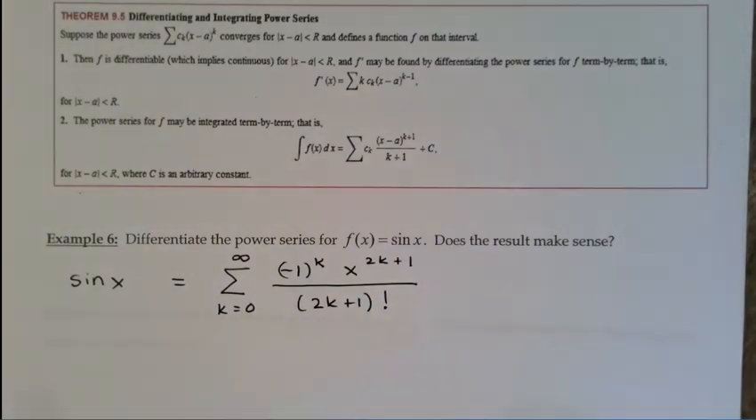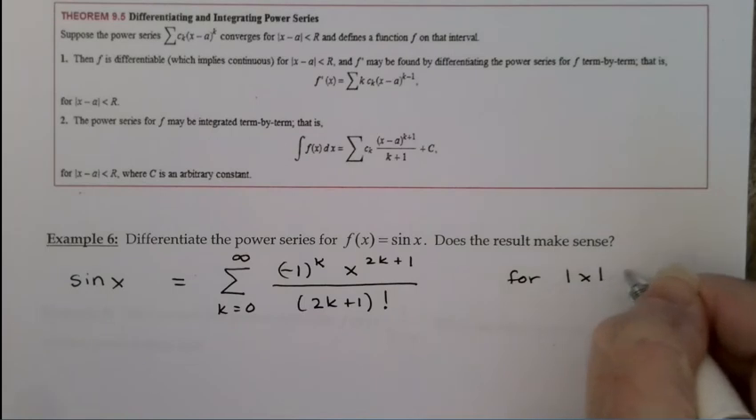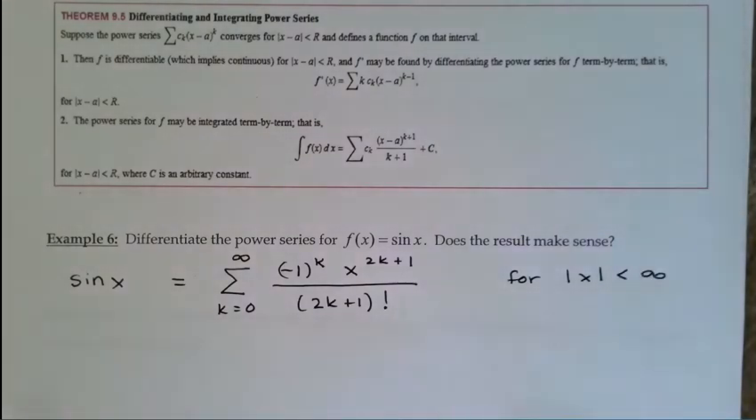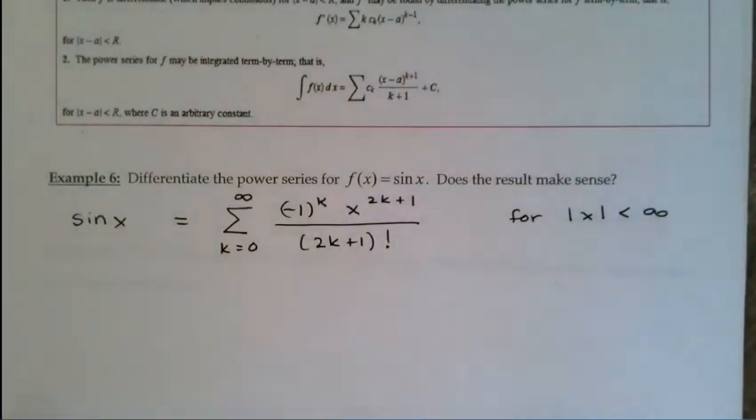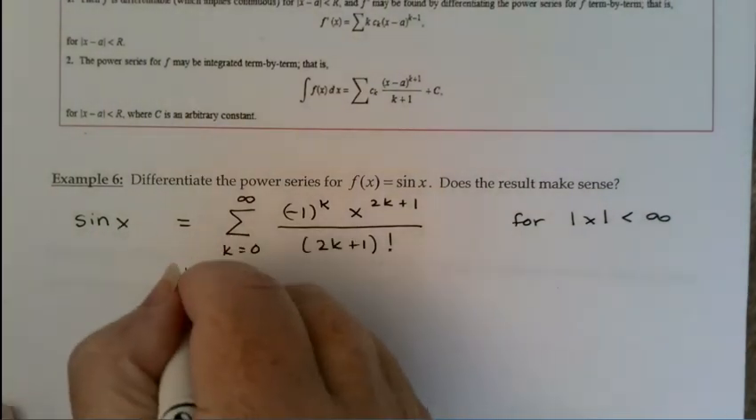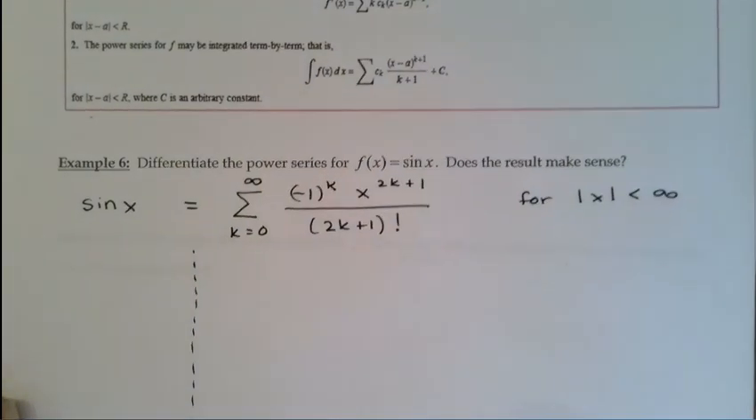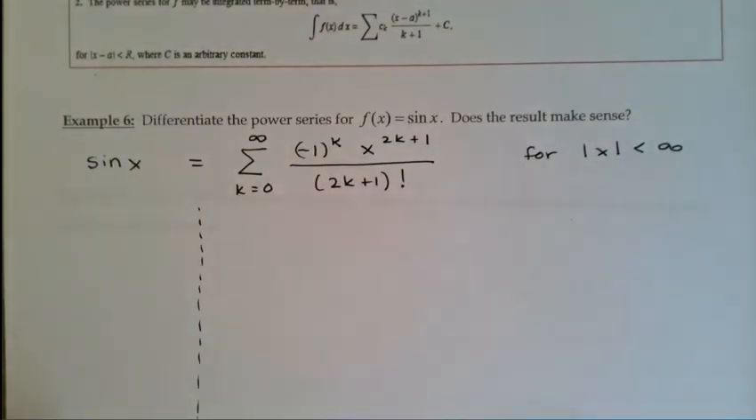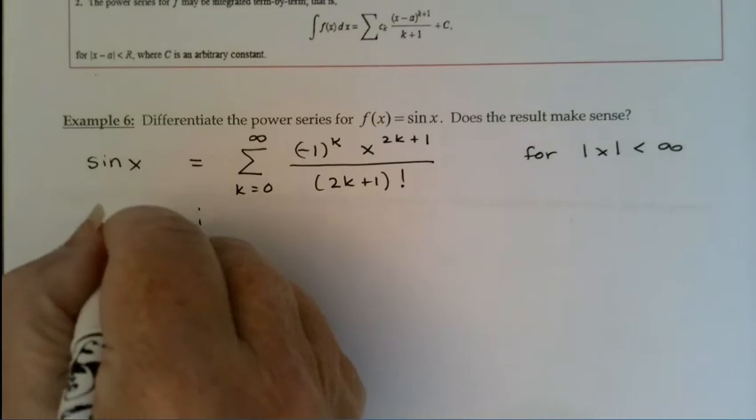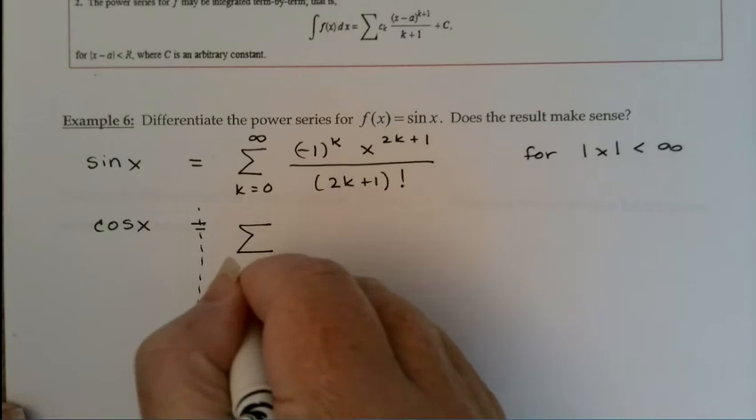Like so. It does converge for all x, according to our table. What I'm actually going to do here is take the derivative on both sides of my equal sign. So I'm going to imagine splitting this up like this, and I'm going to say, let's take the derivative on both sides. Now, of course, the derivative on the left for sine x is cosine x. And then I'm going to take the derivative of my power series on the right.